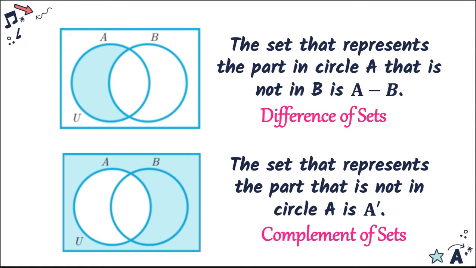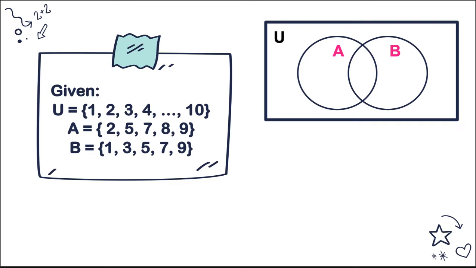So let us use this in our example. We have here the given universal set, which are the numbers from 1 to 10, and set A consists of the numbers 2, 5, 7, 8, 9, and set B consists of the elements 1, 3, 5, 7, 9. So we have here the Venn diagram. I'll repeat: we have two circles. The first circle represents set A, and the second circle represents set B. And the rectangle will be the universal set.